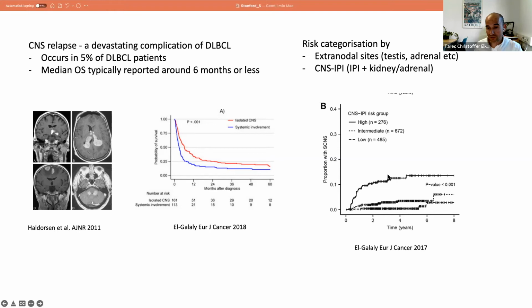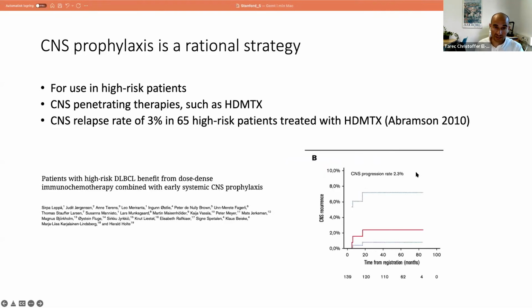We have a lot of risk factors for CNS relapse. We have the external sites, the testis, adrenal, kidney involvement, and we have the CNS IPI, which is now the most commonly used index. And typically patients with high risk CNS IPI score have a 10% risk of CNS relapse, and these are considered for CNS prophylaxis, which is really rational, because if you have a complication that is really with a very poor outcome, then it makes sense to try to prevent it.